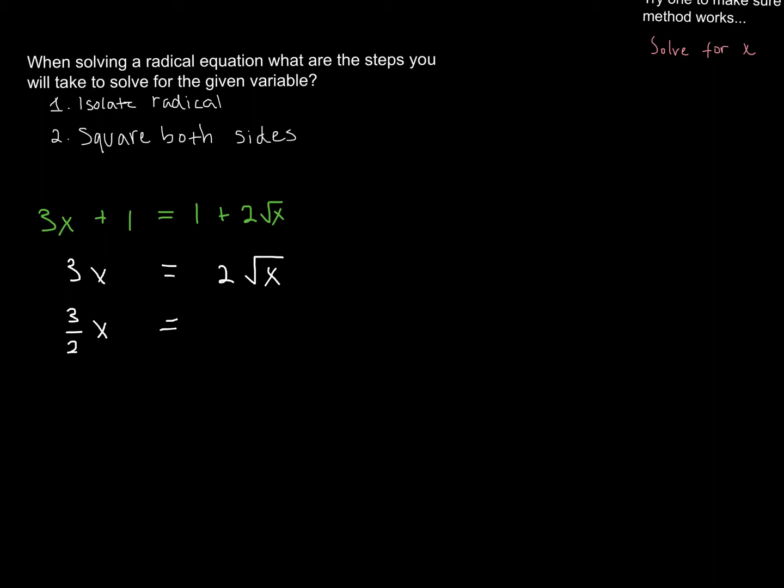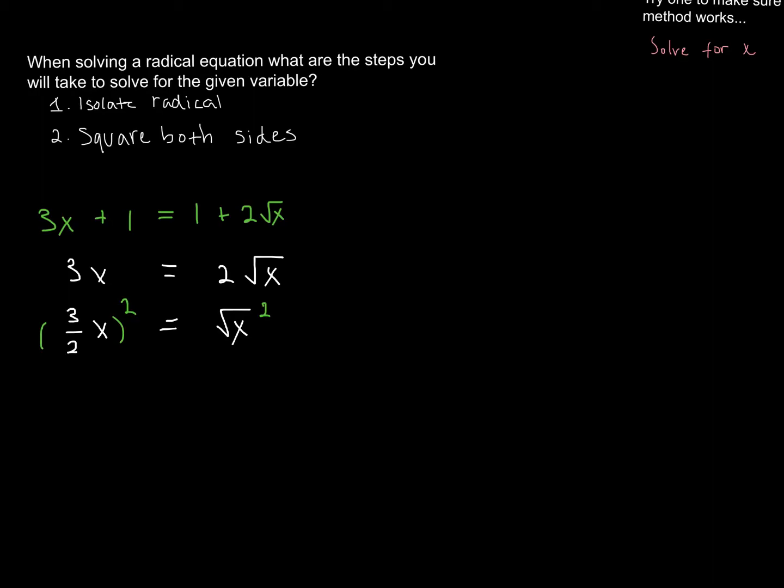And I could write this in a different way too. I could write 3x over 2 or 1.5 times x. Either way, it means the same thing. And on the right side, I'll have the square root of x. And so at this point, I can go ahead and square both sides. Remember, I got to square everything. And the reason that I left it as 3 over 2 is because that makes it a little easier.